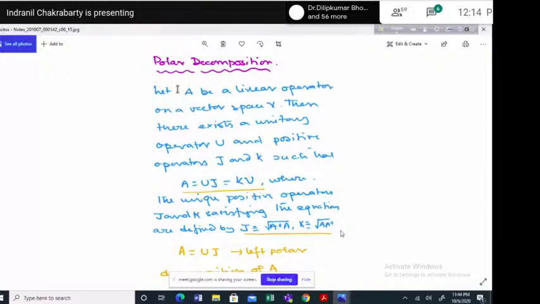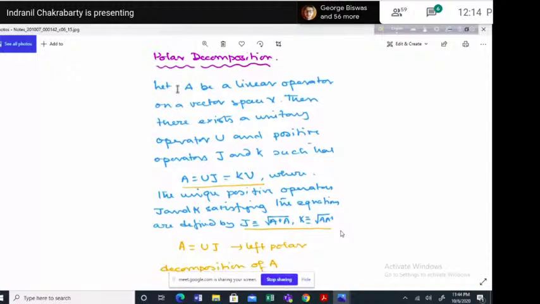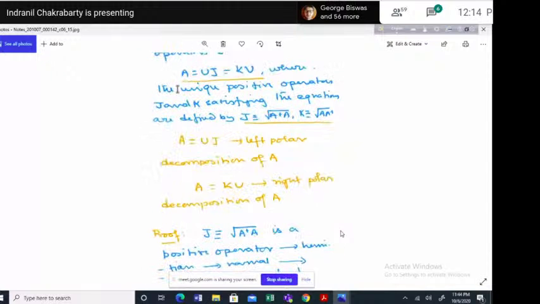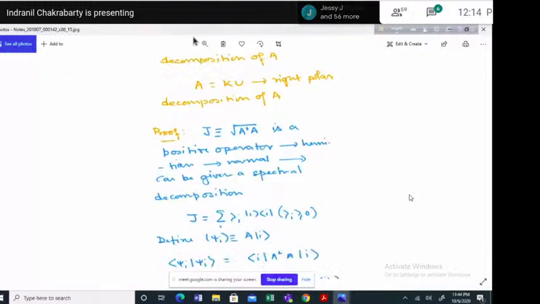So we have to show that there exist unique positive operators J and K such that A is equal to UJ and A is equal to KU. These two decompositions are equivalent, meaning that when acted on the same set of vectors, for all vectors, A and UJ will give you the same answer, right? So let us start with J as root over A dagger A. Since it is a positive operator, and a positive operator is a Hermitian operator, and a Hermitian operator is a normal operator, it can be given a spectral decomposition.